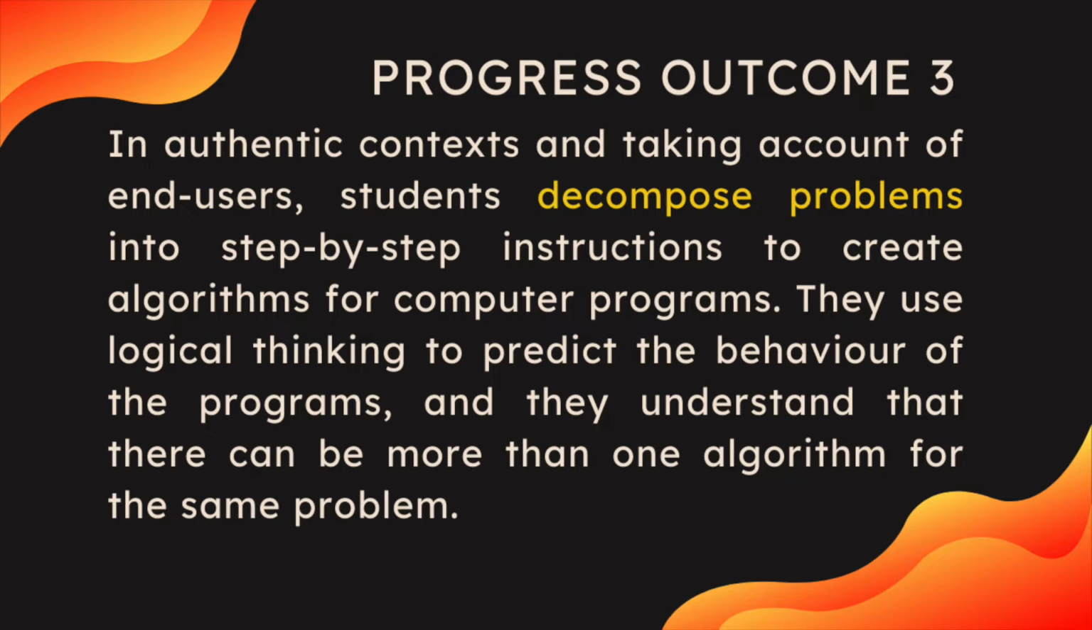Progress Outcome 3 says, in authentic context and taking account of end users, students decompose problems into step-by-step instructions to create algorithms for computer programs. They use logical thinking to predict the behavior of the programs, and they understand that there can be more than one algorithm for the same problem.